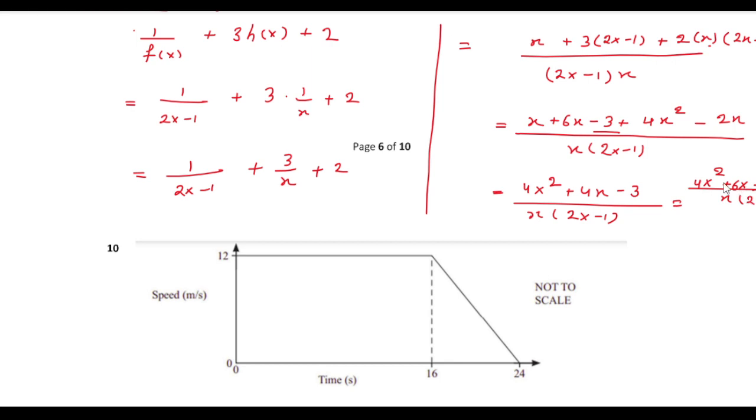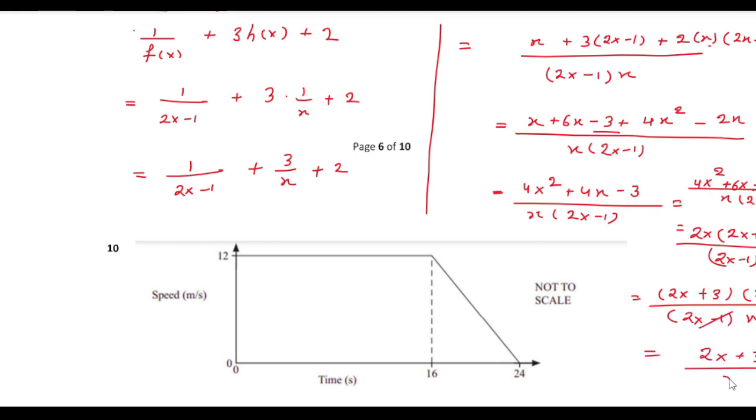We can take 2x common, so here it is 2x plus 3, and I will take minus 1 common, so here also 2x plus 3. Then divided by 2x minus 1 times x, so here it is 2x plus 3 times 2x minus 1 divided by 2x minus 1 times x. So this and this will cancel, and your answer is 2x plus 3 divided by x.